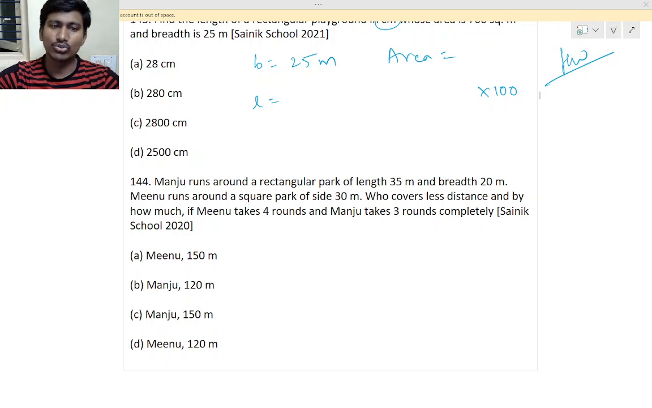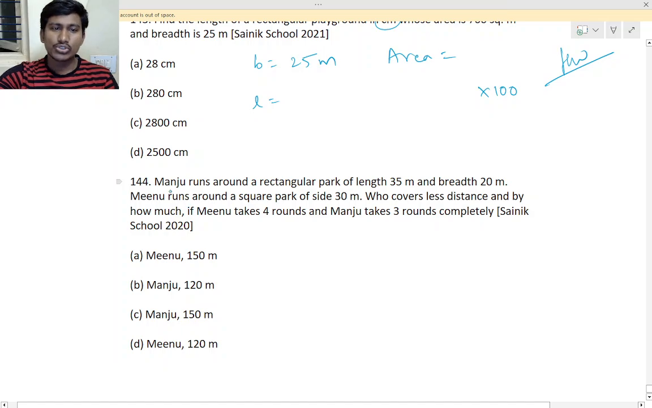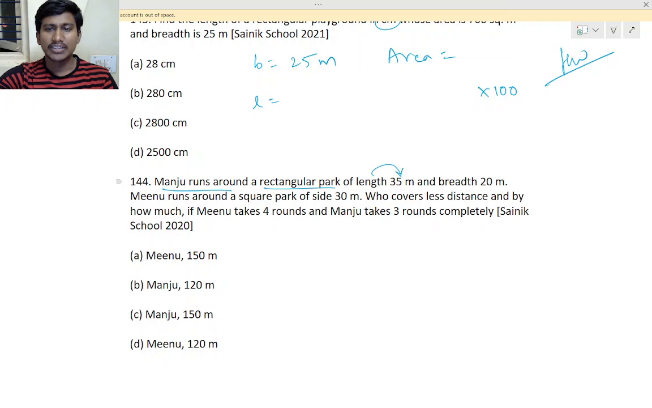Now let's go to the next question, question 144. Manju runs around a rectangular park of length 35 meter and breadth 20 meter. Meenu runs around a square park of side 30 meter. Who covers less distance and by how much, if Meenu takes 4 rounds and Manju takes 3 rounds?